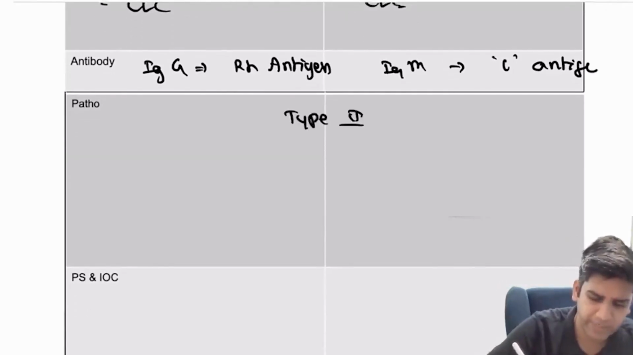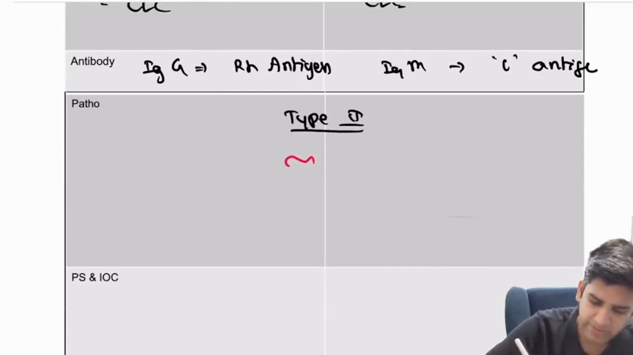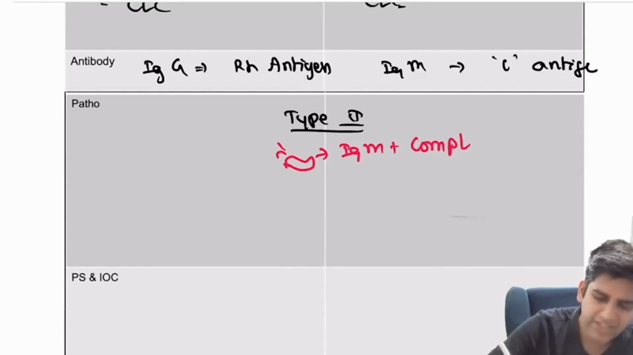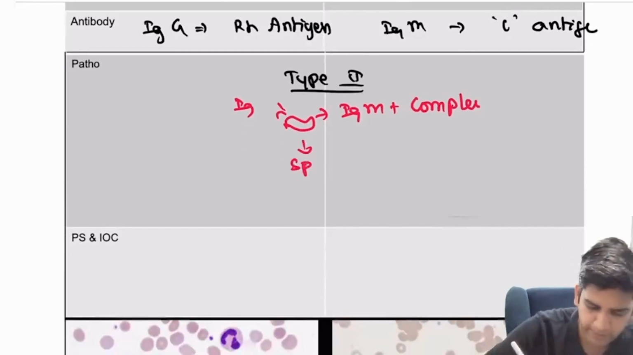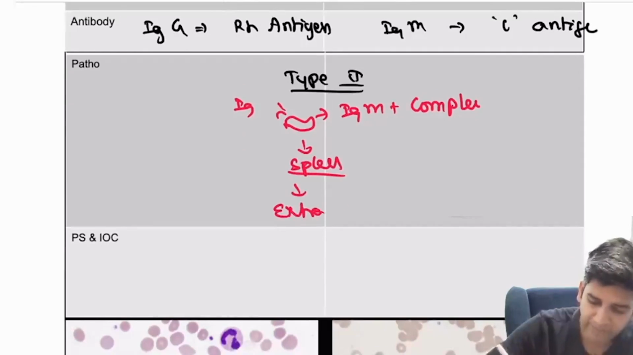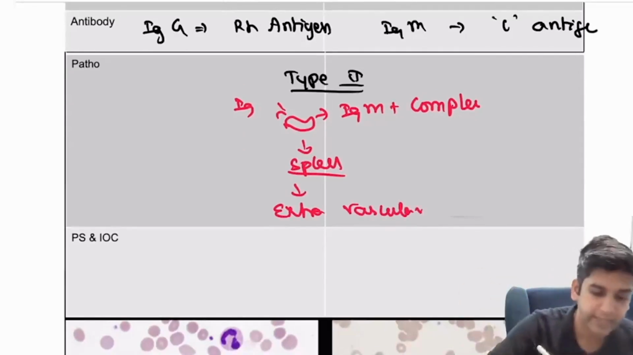In this type 2 hypersensitivity reaction, whatever may be on the RBC, IgG or IgM, IgM will always act along with complement. IgG can act on its own. So when these cells go via the spleen, they get caught, and mostly there will be extravascular hemolysis. Commonly, both cause that, right?